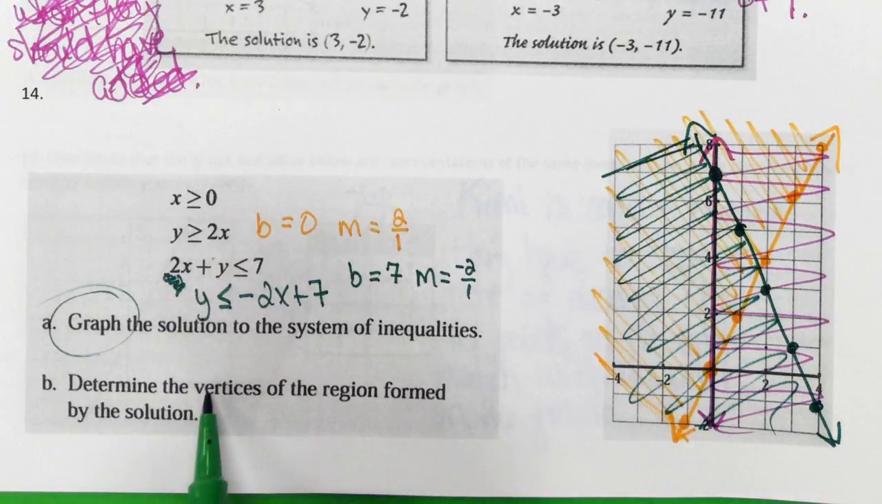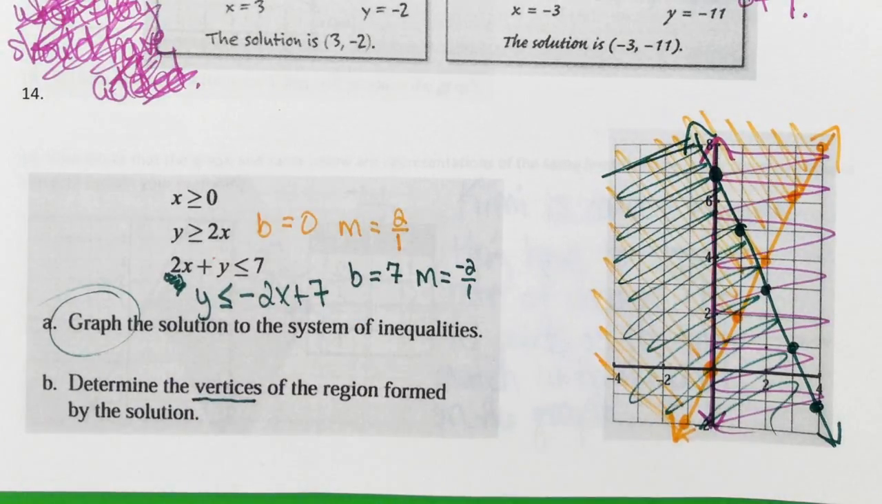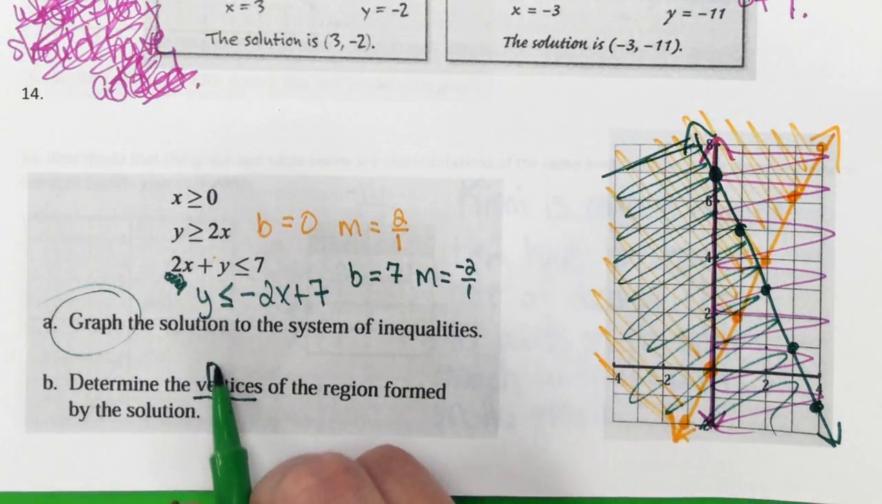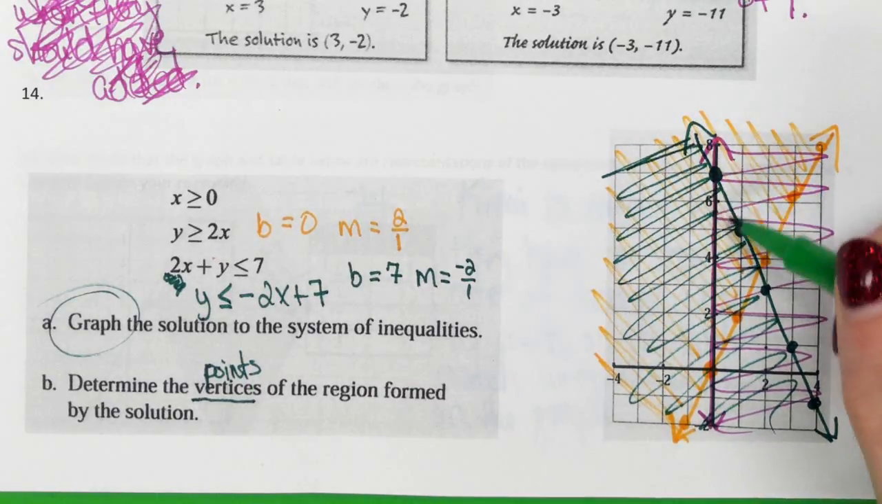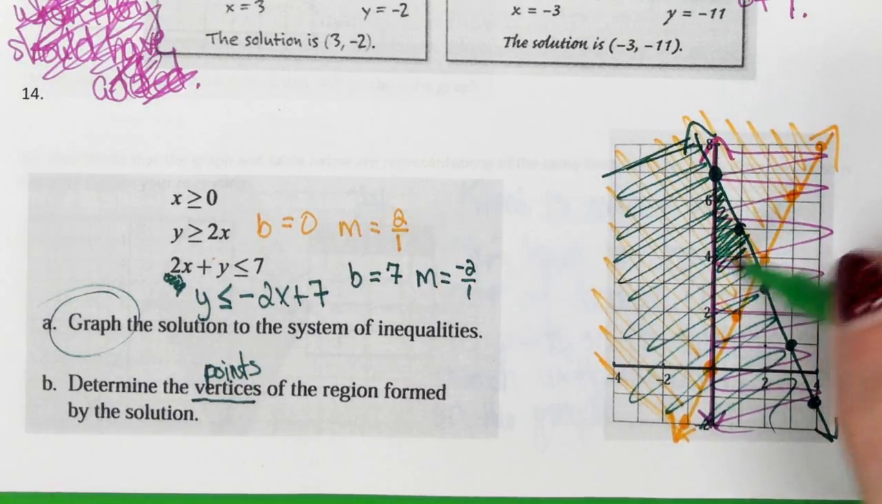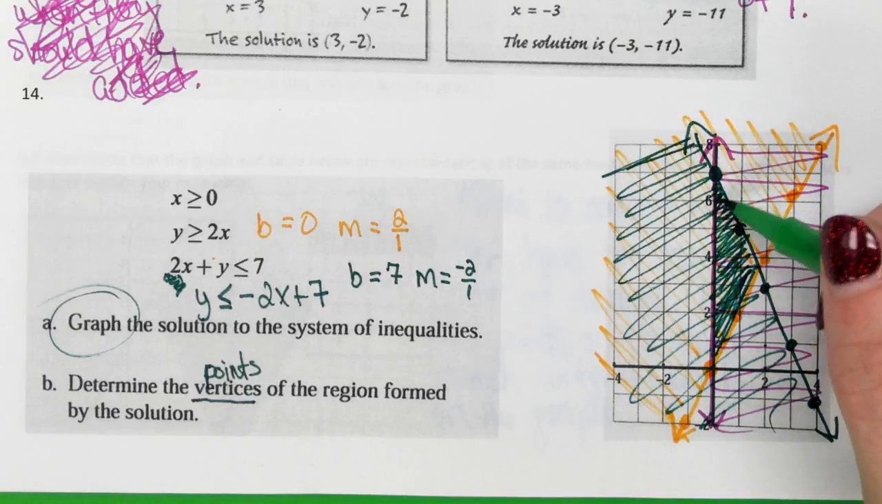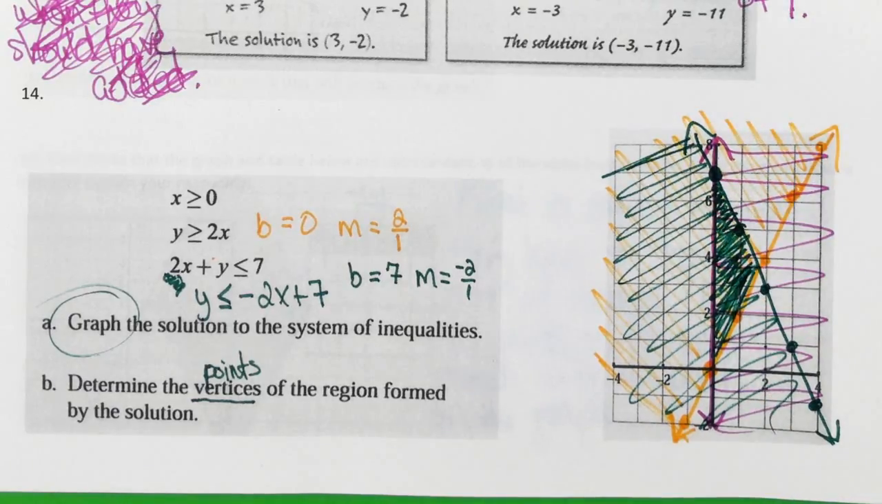Part B says determine the vertices. Guys, what in the world is the word vertice referring to? Points. The corners, the points, right? So we're trying to look at where they come together at the points. Do you see this little triangle right here where everything was shaded? So I know you have a pencil, but let's shade that a little bit darker so you can see where they cross.